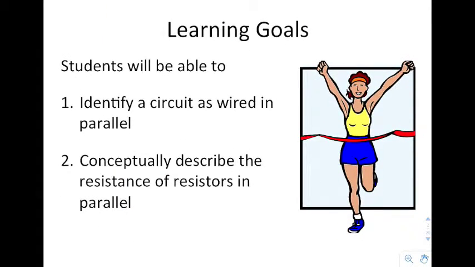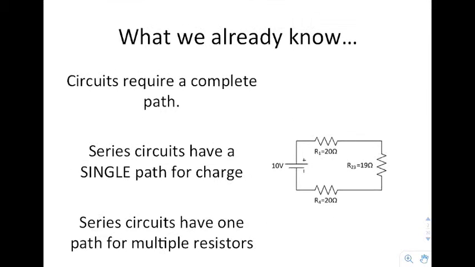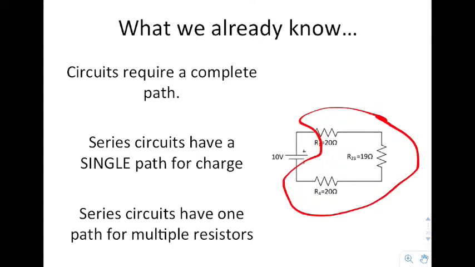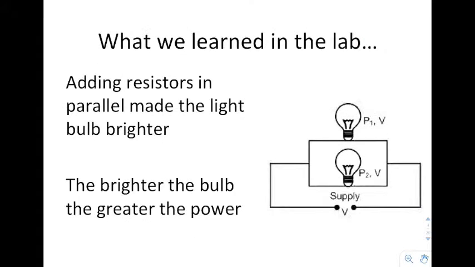So the goals for this particular presentation are that you identify a circuit as wired in parallel and that you conceptually describe the resistance of resistors in parallel. So here's what we already know. We already know that circuits require a complete path. We've already talked about series circuits and how they have a single path for charge to flow through. And we also know that series circuits have one path for multiple resistors.